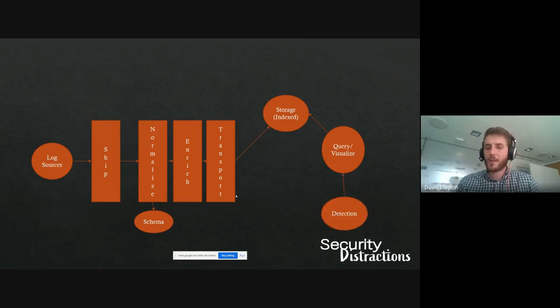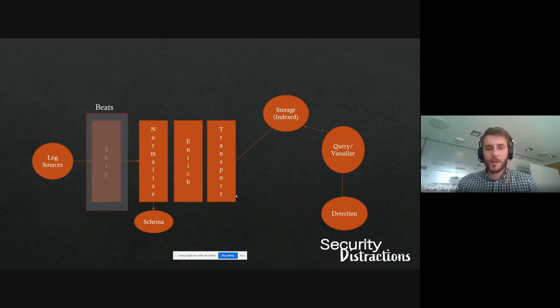And then afterwards, we can do some sort of detection based on those queries. It's a really important thing to remember that a detection is basically just a query that's returned true. That's the most important thing to remember when I draw this line from detection over to query, because a detection is just a query that's gone off and come back true.